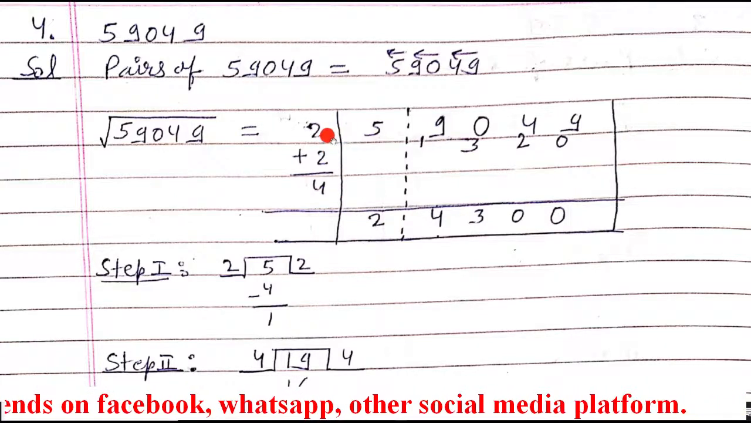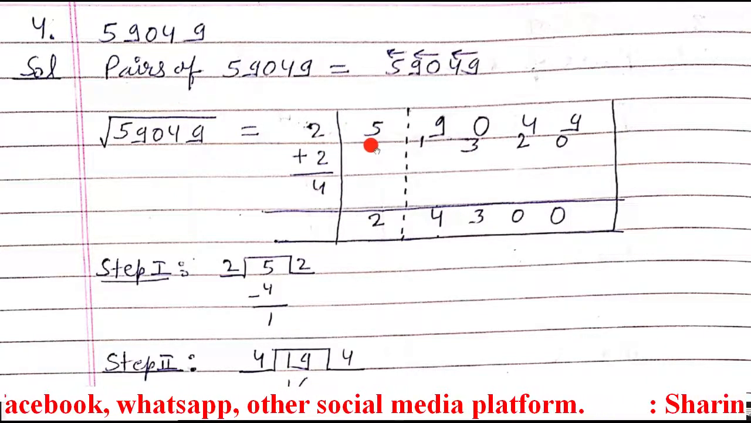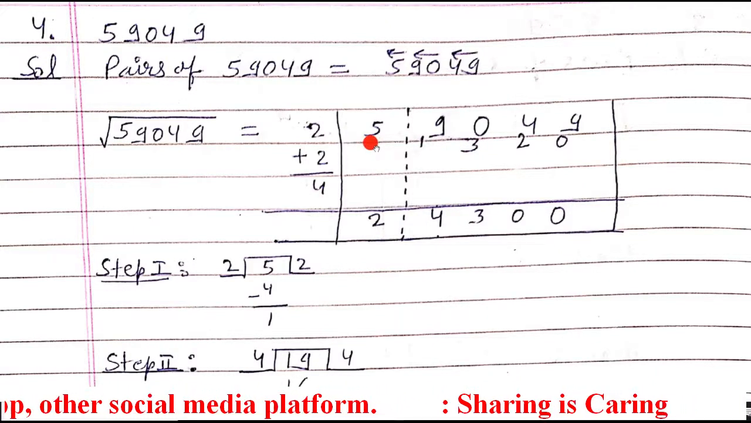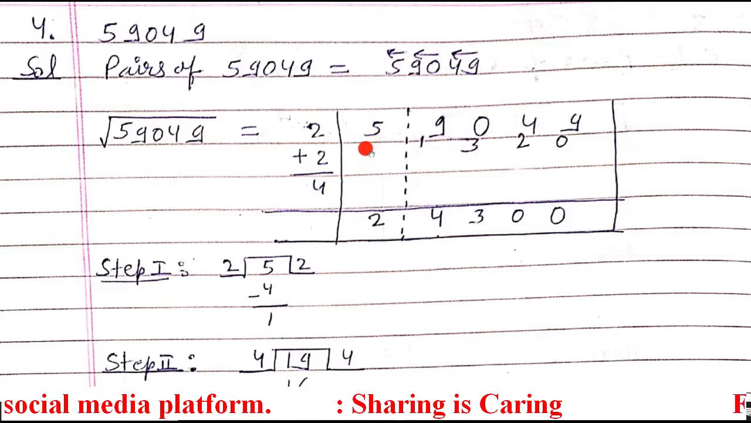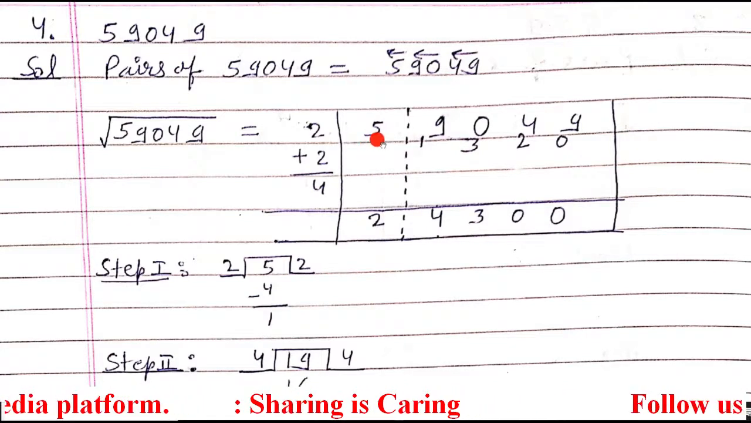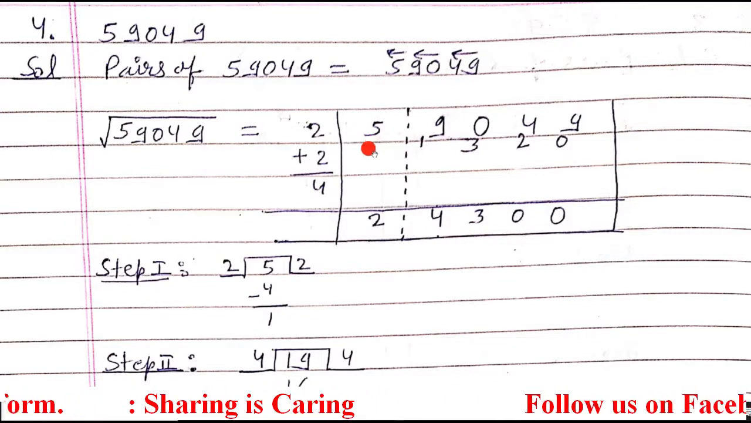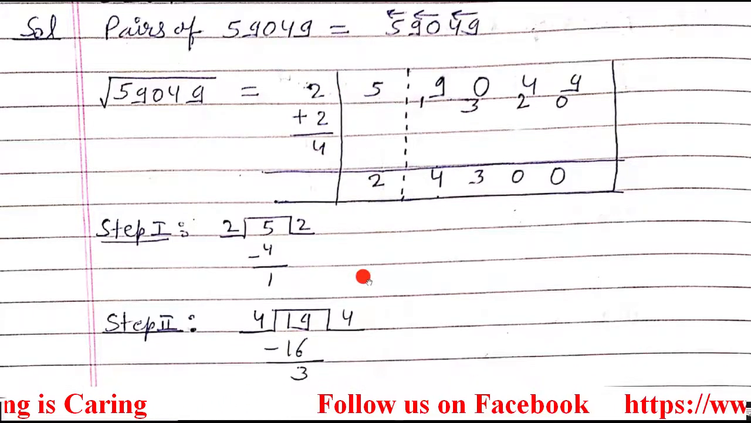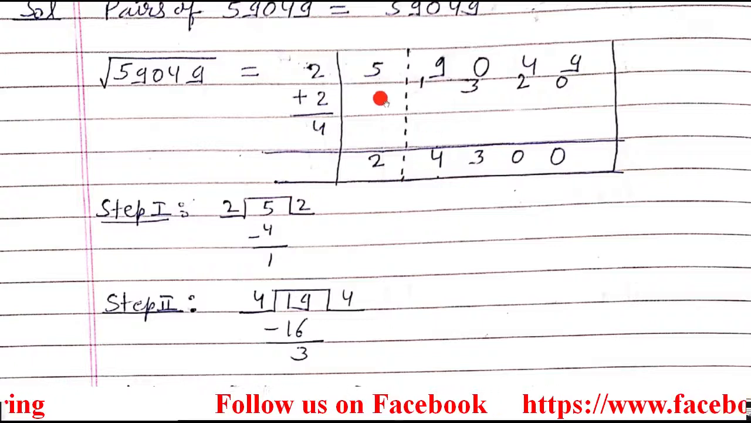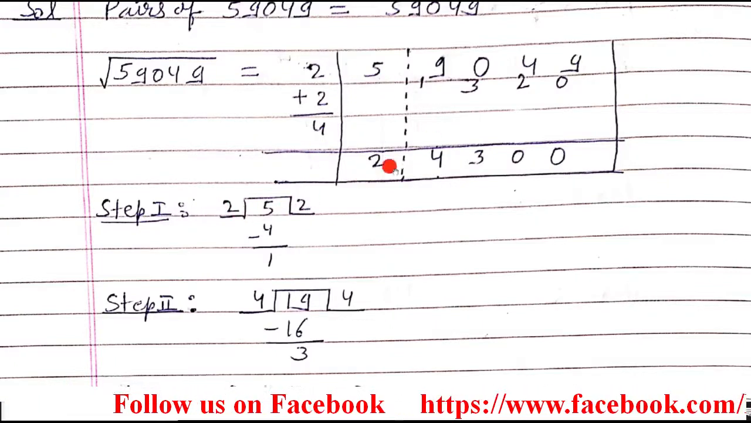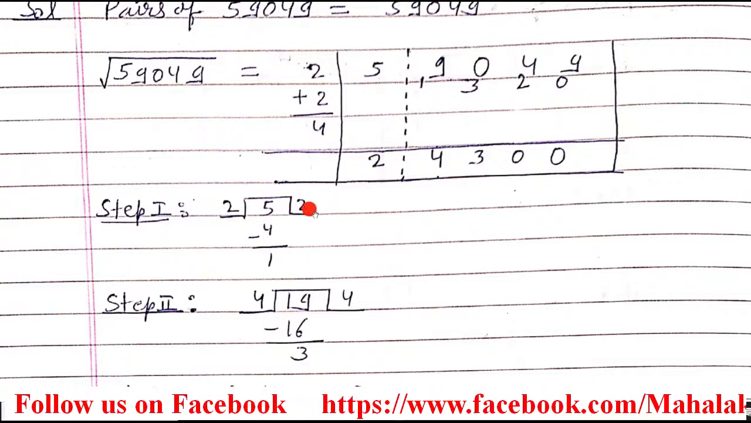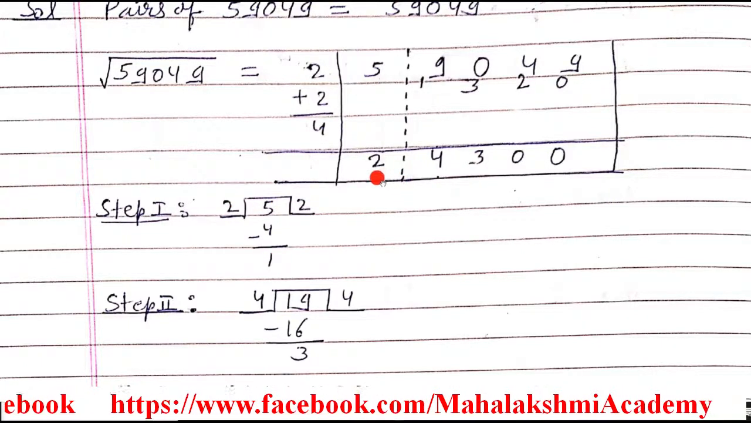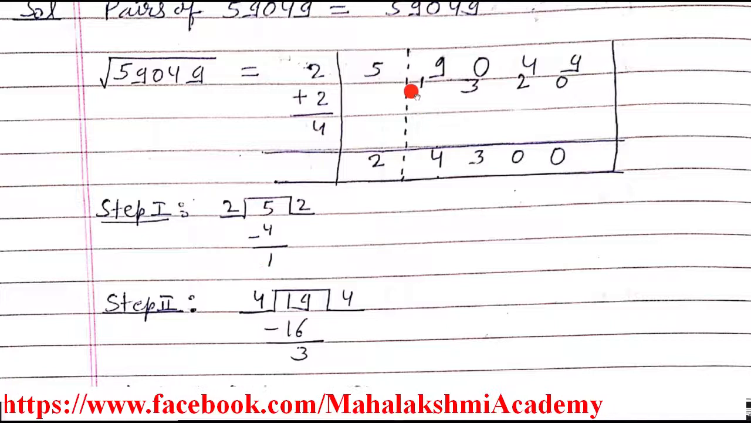So how did we select the number? We thought of a number whose square is just less than 5. We selected 2 because 2 square is 4, which is just less than 5. After selecting the number, we wrote it at 3 places. Now we'll start the steps. First we'll divide this 5 by 2. We already selected 2 here, so you have to divide only by 2. 2 twos are 4, 1 remains. The quotient 2 we already wrote here. Now this 1 you write down here.